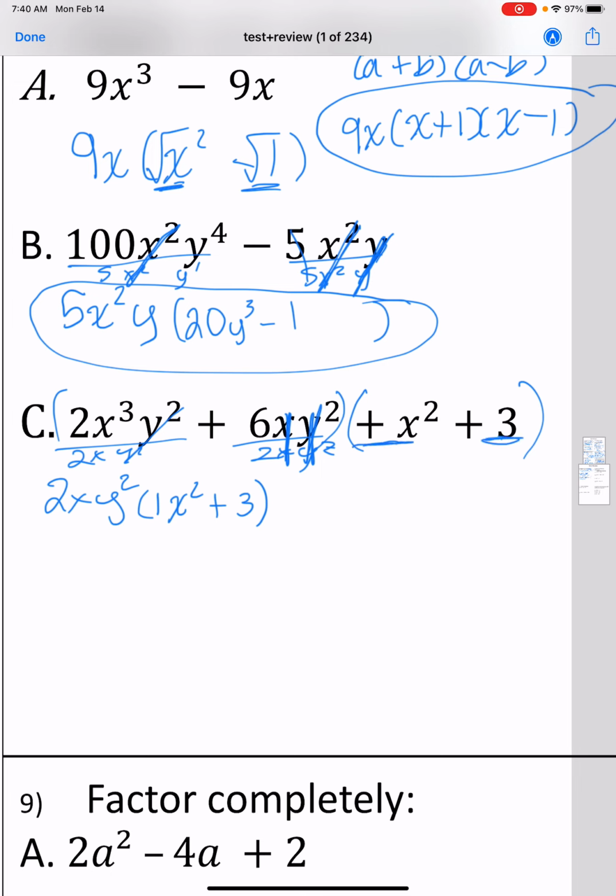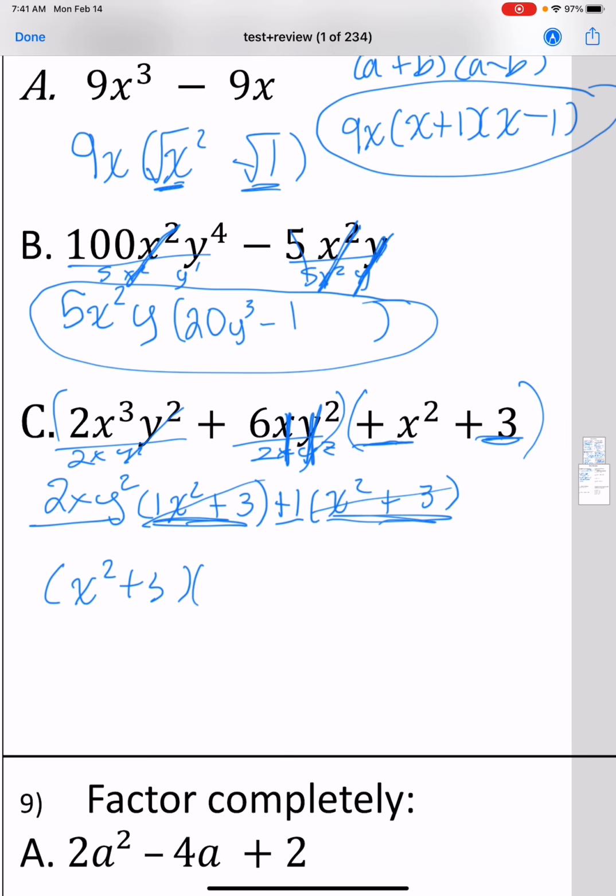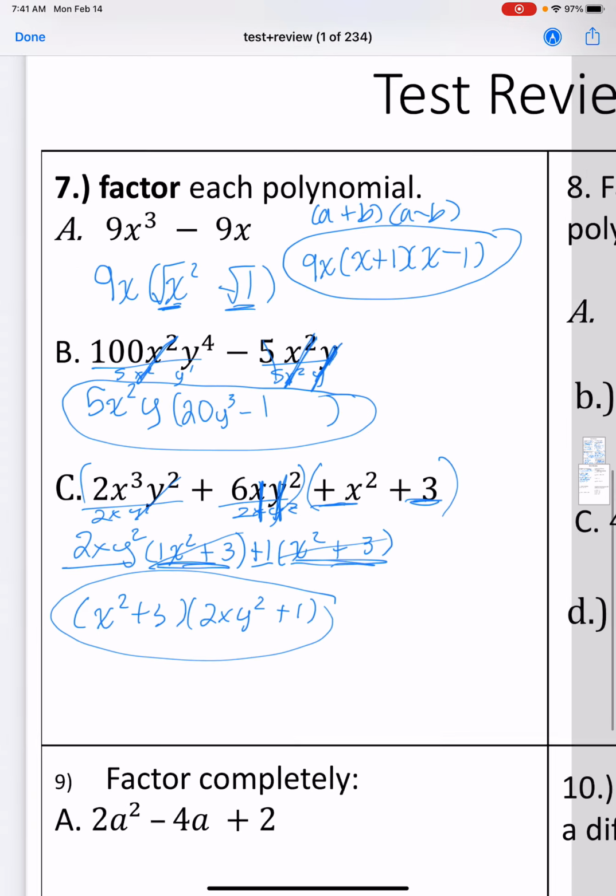X squared and 3 don't have a common factor besides 1, so we just take out the 1 and keep the inside the same. And now if you look, the insides of the parentheses are the exact same, so we take those out. And then this goes in the other set of parentheses. And that would be our final answer.